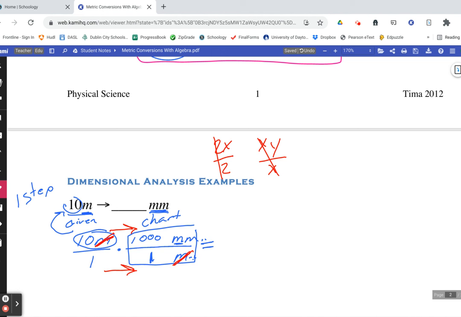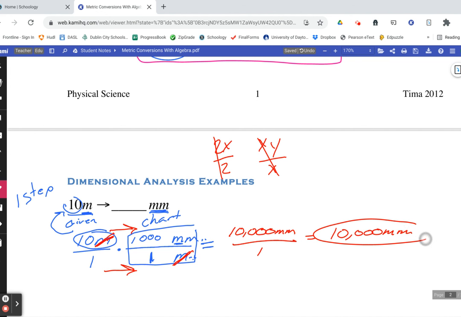Now 10 times 1,000 is 10,000 millimeters over what's 1 times 1, which is 1. 10,000 divided by 1 is 10,000 millimeters. So that right there is our answer.